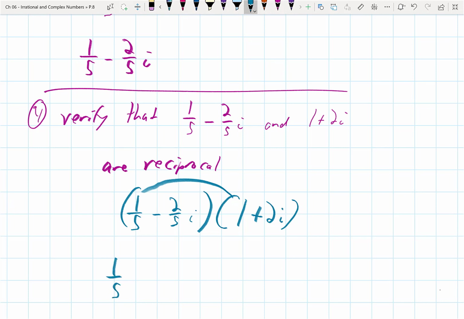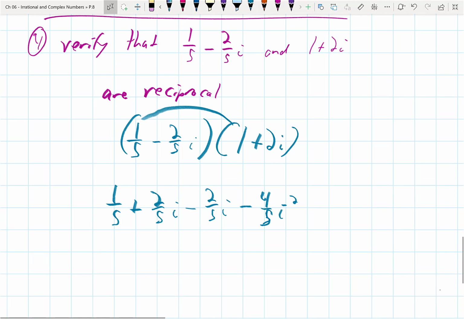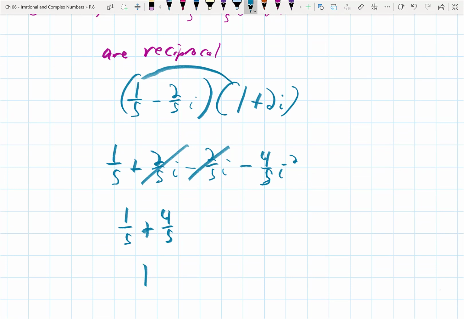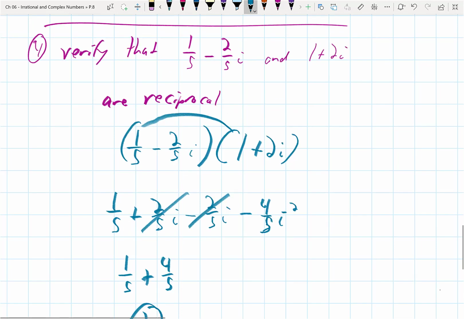First, 1/5, outer, plus 2/5 i, inner, minus 2/5 i, last, minus 4/5 i squared. I think you can see that the imaginary parts cancel each other out. I squared replaces with negative 1 to give me 1/5 plus 4/5, and 1/5 plus 4/5 is 1. Okay, let's practice some more.